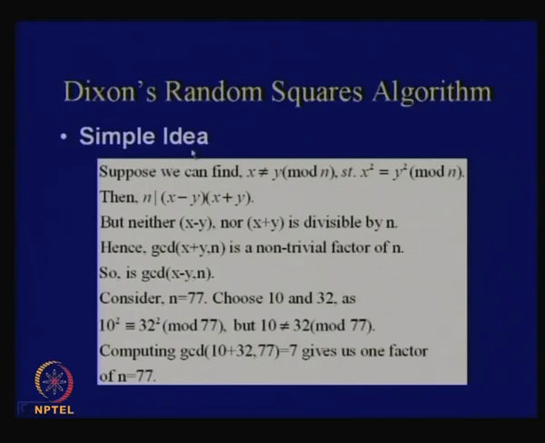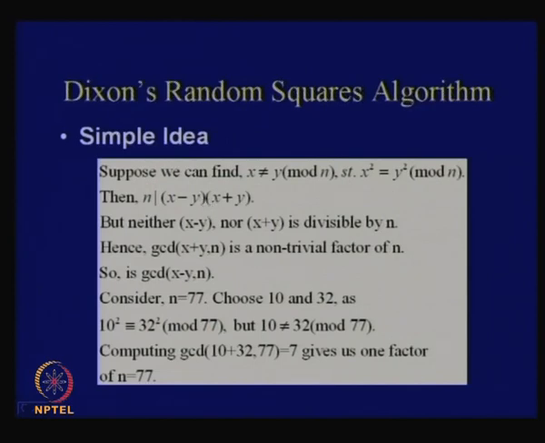This is also quite simple. Suppose there is an equation like this, x square equal to y square mod n, and suppose x and y are not the same modulo n. So what I am saying is that x square equals y square modulo n, but two obvious solutions will be x equal to plus y and x equal to minus y. Excluding them, suppose I am able to find two other solutions.